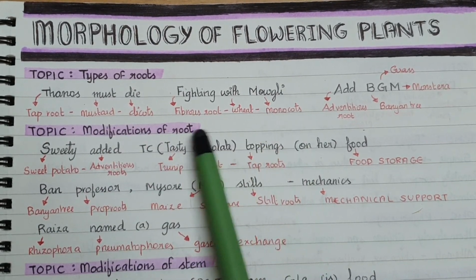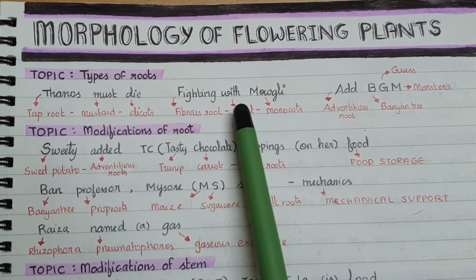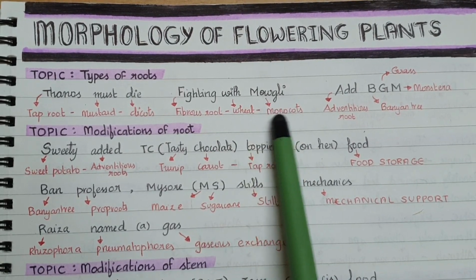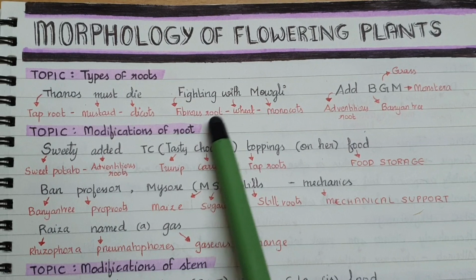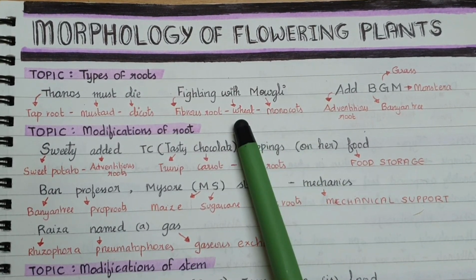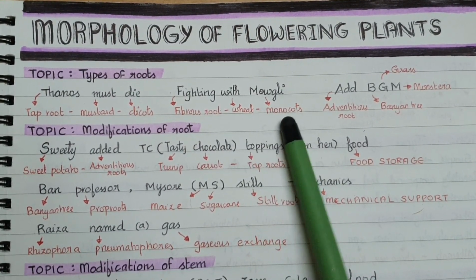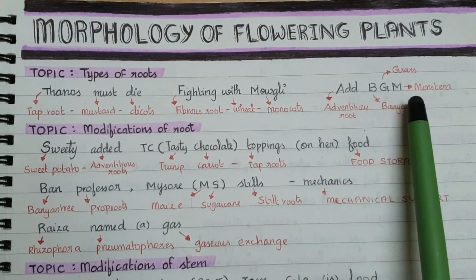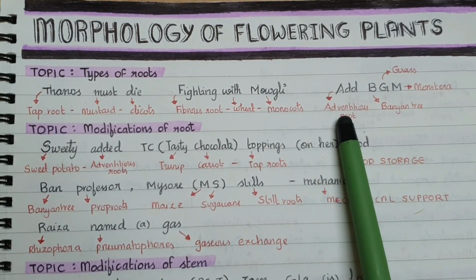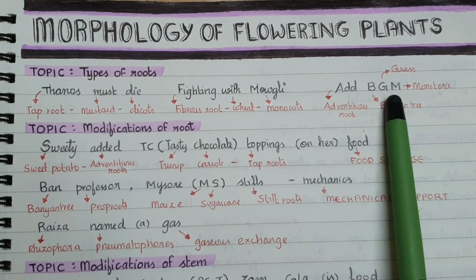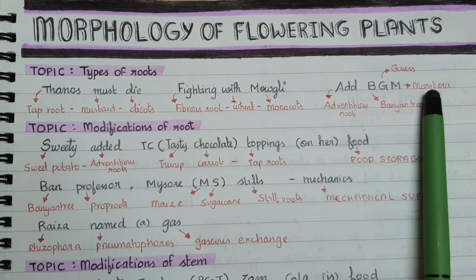Fighting with Mowgli, fighting for fibrous roots, with for wheat, and Mowgli for monocots. Okay, so fibrous roots are mainly found in monocots and the example is wheat. Next is add BGM, that is background music. Add for adventitious root, B for banyan tree, G for grass, and M for monstera.